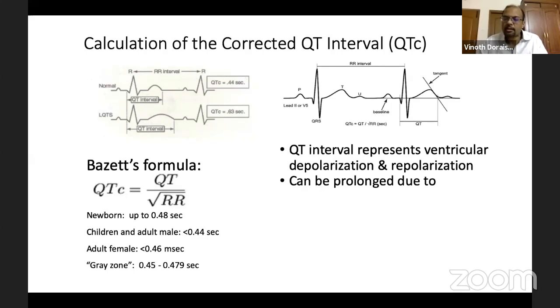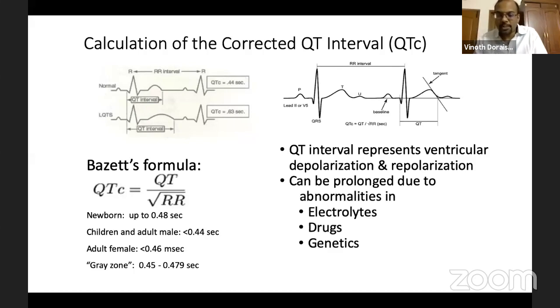The commonest ones are long QT 1, 2, and 3. So now we have to give a genetic diagnosis. We no longer use the terms Romano-Ward and Jervell and Lange-Nielsen. So abnormalities of QTc can be due to electrolyte problems, drugs, certain drugs can cause prolonged QTc, and genetic problems, that is long QT syndrome.